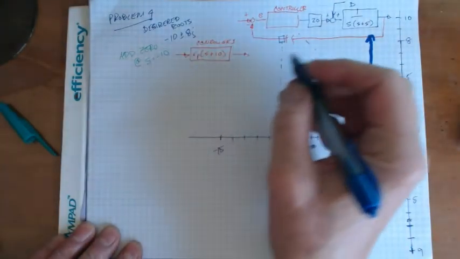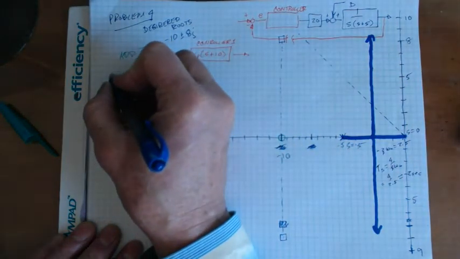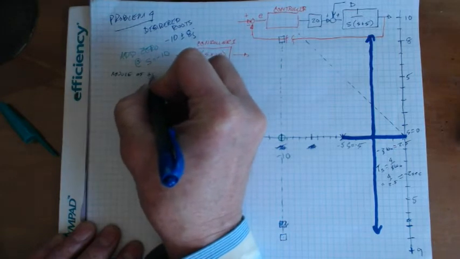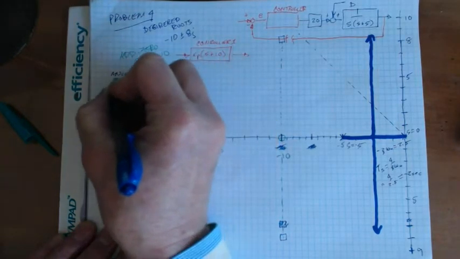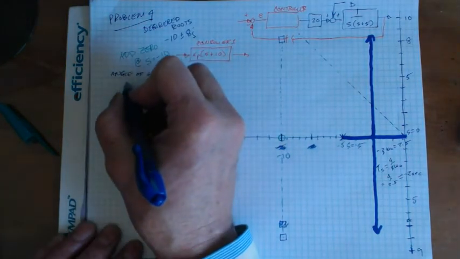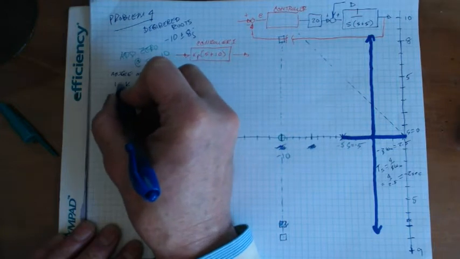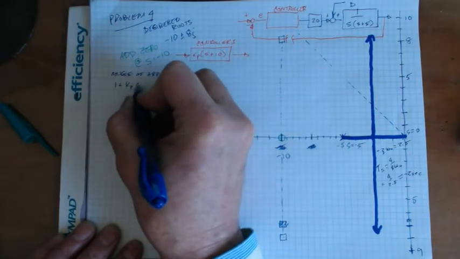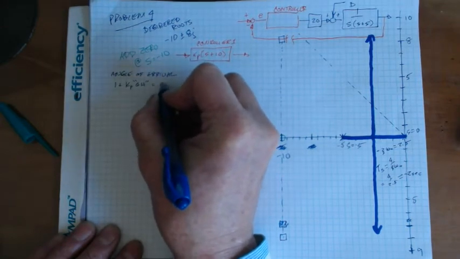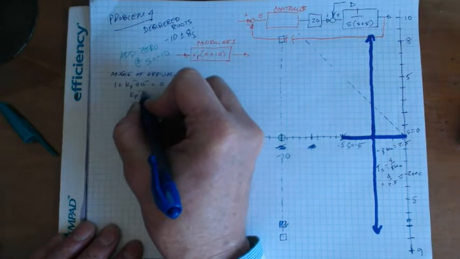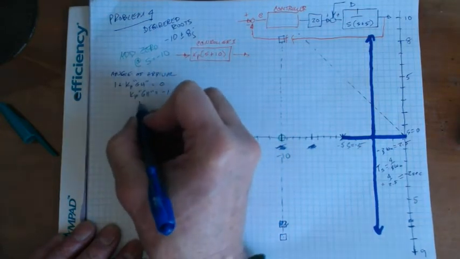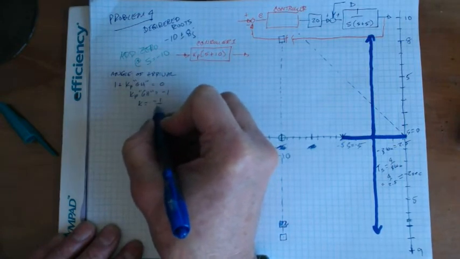Okay, so one of the things we could do is look for the angle of arrival. Do we need the angle of arrival? Sure, let's do it this way. We're going to do that: 1 plus Kp GH is equal to 0. I'm going to put GH in parentheses here. That means Kp times GH is equal to minus 1, so Kp is equal to minus 1 over GH.